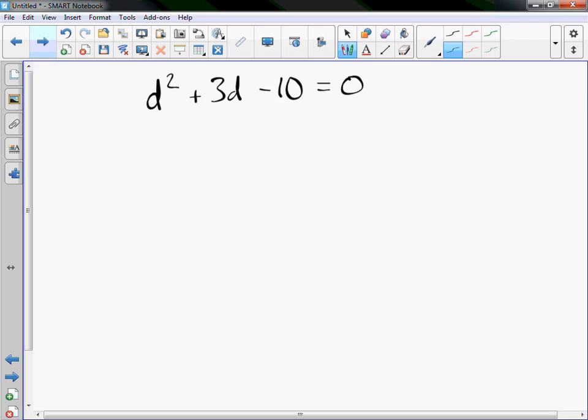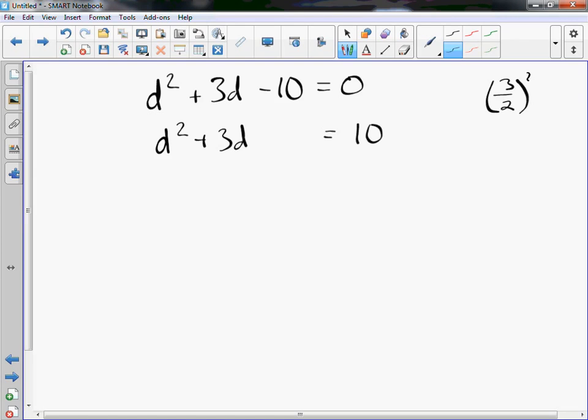First step, there's a couple different ways to do it. I like to get rid of our C value here. So I'm just going to add 10 to both sides. And I'm going to leave a blank, because I'm going to create a new C value. So I'm going to take the B coefficient, which is 3. I'm just going to do a little side calculation. Divide it by 2 and square it. Okay? So 3/2 squared is 9/4, and I'm going to add 9/4 to each side.